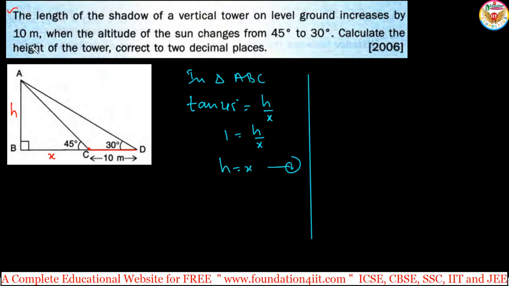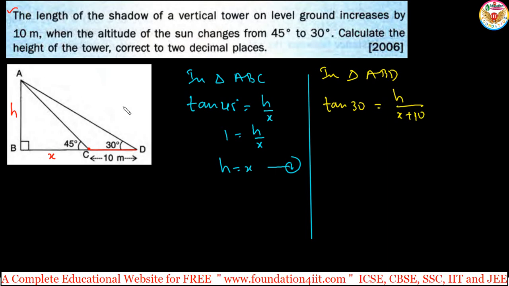Next, another triangle. Every time, only a right angle triangle can be taken. That is ABD. ACD is not a right angle triangle, so again ABD. In triangle ABD, here is tan 30. Opposite is h, adjacent is x plus 10. Okay, x plus 10 you can apply.